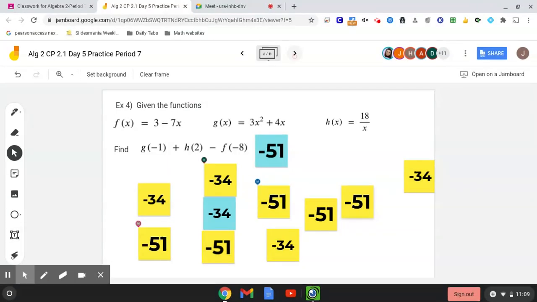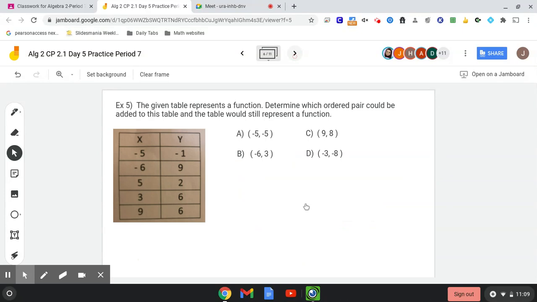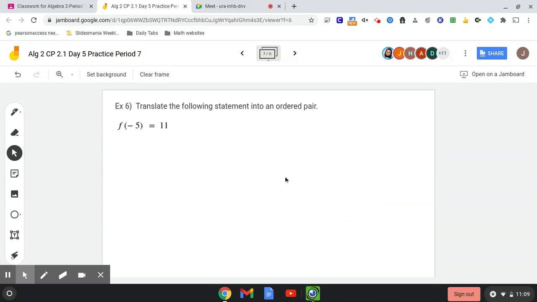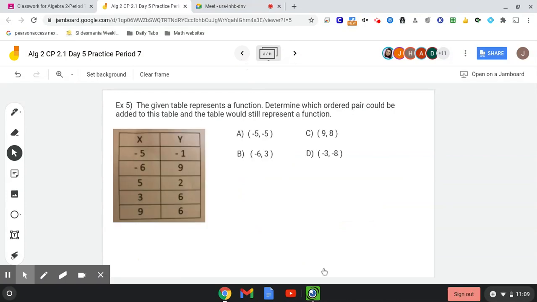The next couple ones don't take any math, so that's nice. All right, guys, so look at this question. Oh, I went too many. It says the given table represents a function. Determine which ordered pair could be added to this table and the table would still represent a function.